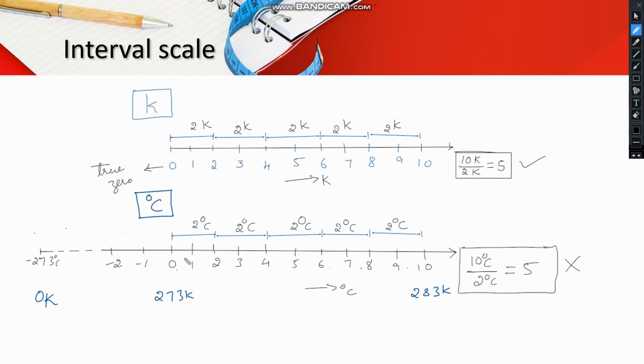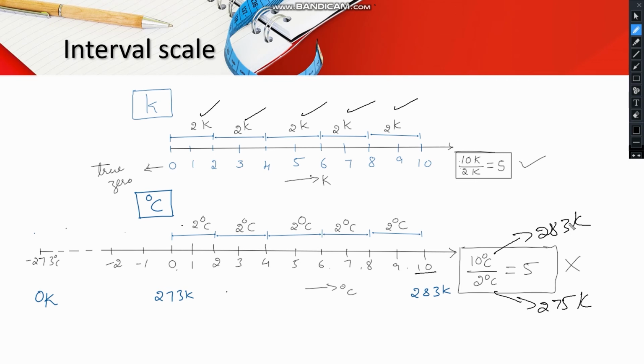In Kelvin scale, we can say that 10 Kelvin is 5 times the 2 Kelvin, but we can't say here the same thing, that is 10 degrees Celsius is 5 times the 2 degrees Celsius, because there are so many 2 degrees Celsius here up to minus 273 degrees Celsius, and also there are so many 10 degrees Celsius here up to minus 273 degrees Celsius.